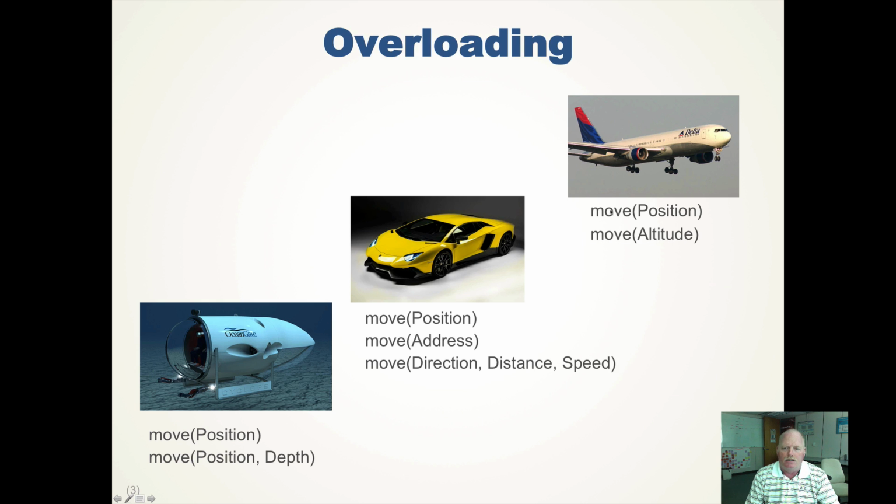an altitude in addition to a position, move your car to an address, move a car in a direction, distance, and speed, or move a submarine to a position and a depth. That is overloading. You use the same method name, but different parameters. That's overloading versus overriding. Overriding is when you need to do something that your parent class does, but you have to do it differently because you are a different type of object.